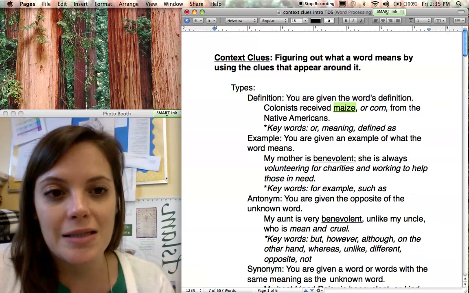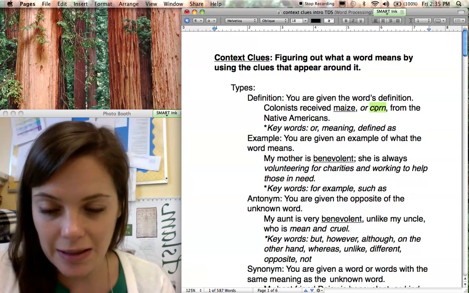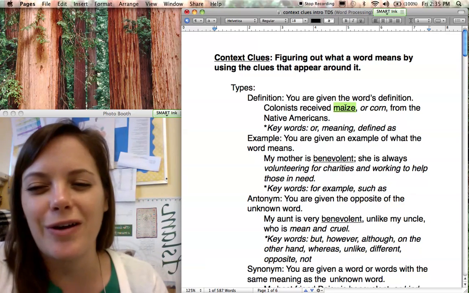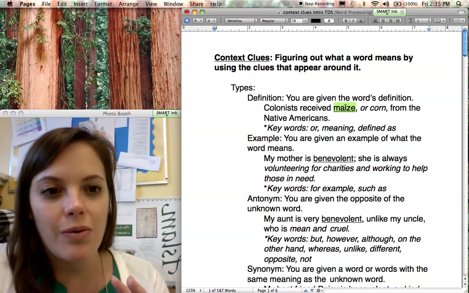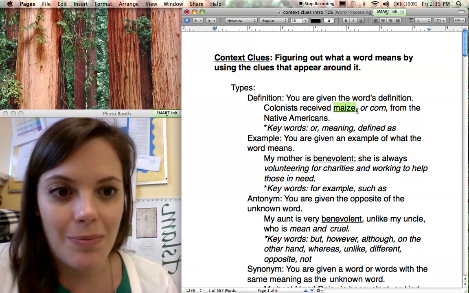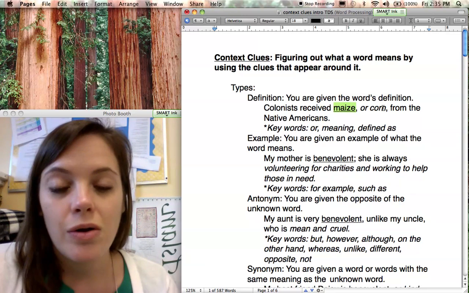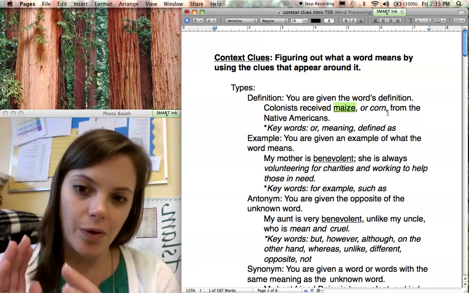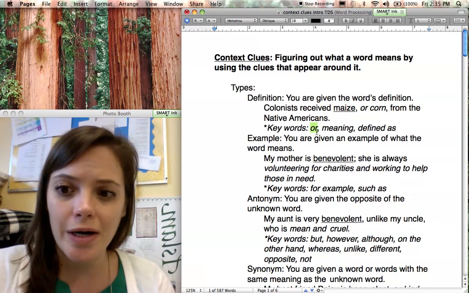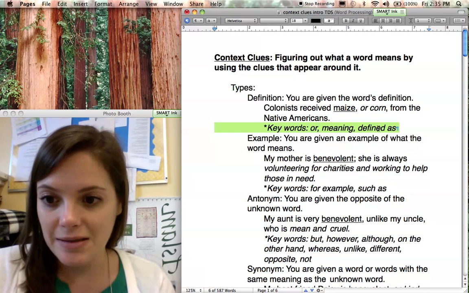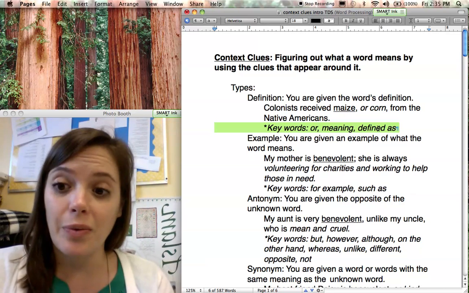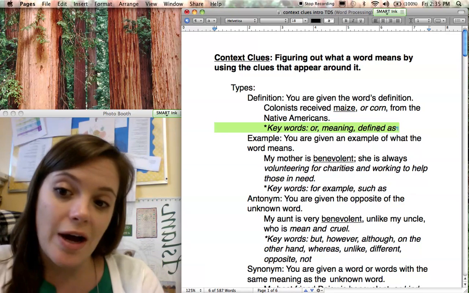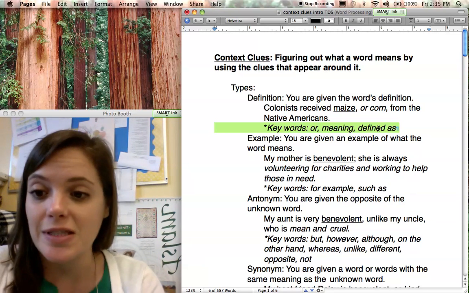Colonists received maize or corn from the Native Americans. So right there, here's the word we don't know, maize. Now, whoever was writing this sentence figured they might not know what maize means, so they went ahead and gave you the definition. They put a comma, then they said "or corn," the meaning of the word maize, then another comma. So a lot of times when you see a word like that, and then you see the keyword "or," "meaning," or "defined as," and then another word, they're trying to give you the definition of the more difficult word. So that's one strategy that you can use: look for that definition if it's given to you.